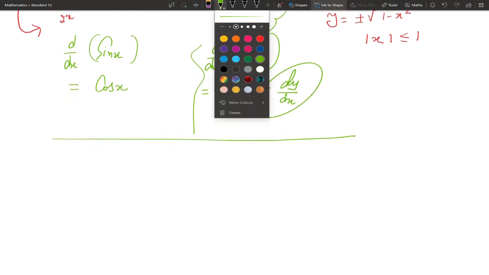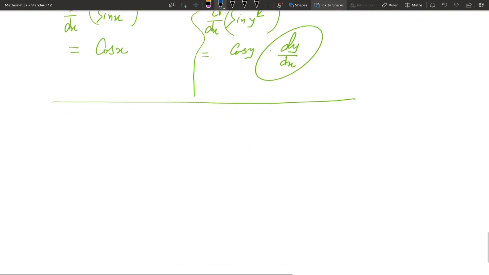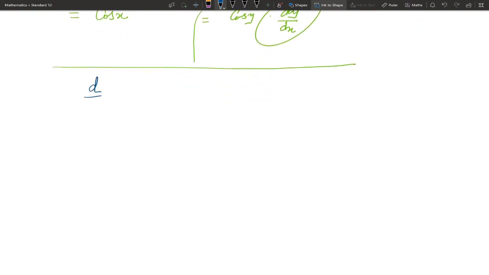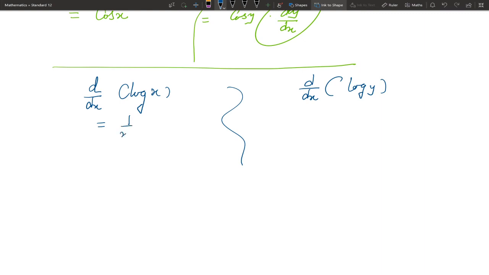We take another example. For example, d by dx of log x and d by dx of log y. So here derivative of log x is 1 upon x, that's all. But here derivative of log y is 1 upon y, and y is an implicit function of x, so into, by chain rule, dy by dx.